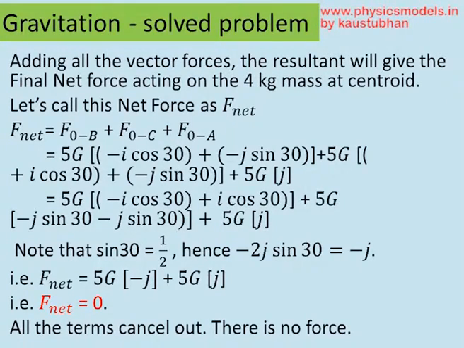Therefore, the conclusion is the net gravitational force of attraction on the 4 kg mass placed at the centroid is 0. I hope this was useful to you.